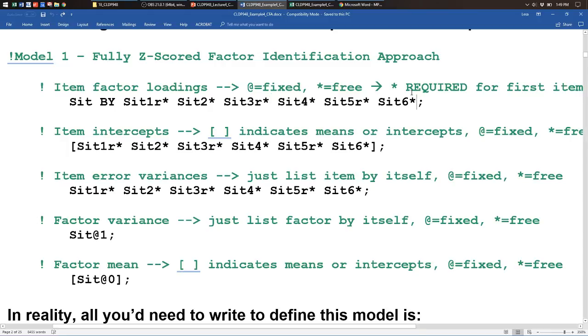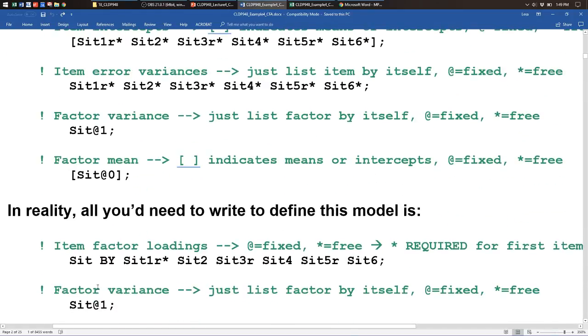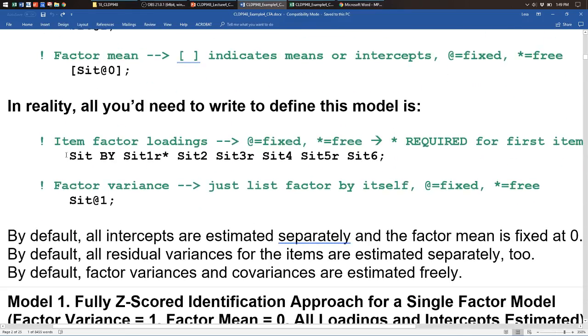That means that each of these stars right here is not technically necessary. All of the loadings are estimated by default. That's what these parameters refer to, the factor loadings, with the exception of the first one. The first one by default is fixed to 1. So if you want to override that to have a z-scored factor, you have to put a star there. And that's why down here, in reality, all you really need to write is, you still need the star here to make it not forced to 1, but you don't need the stars anywhere else.